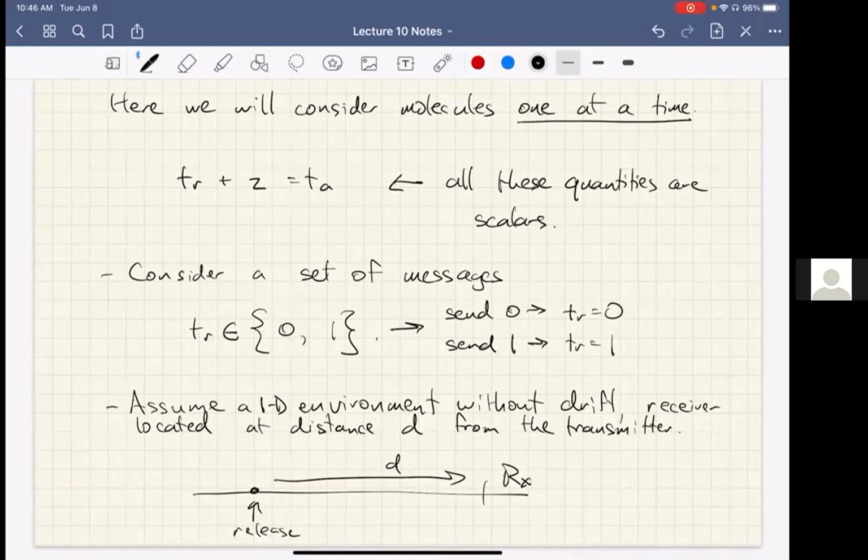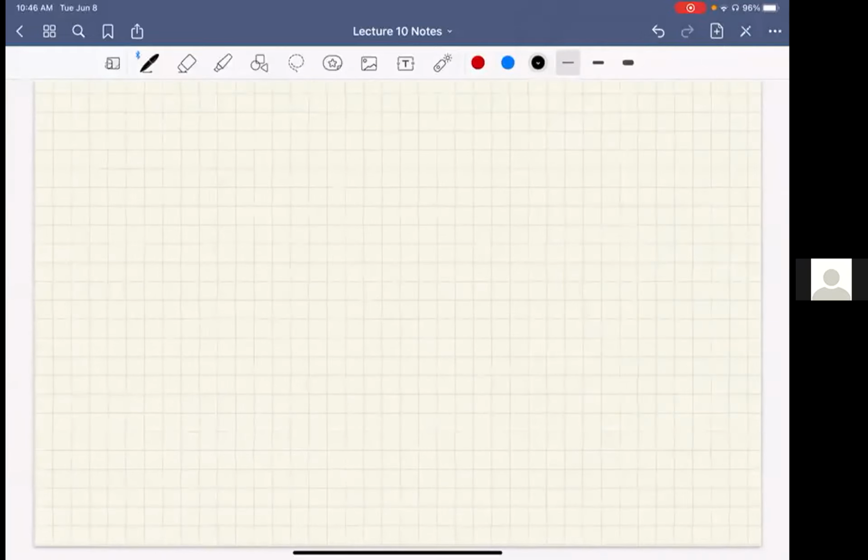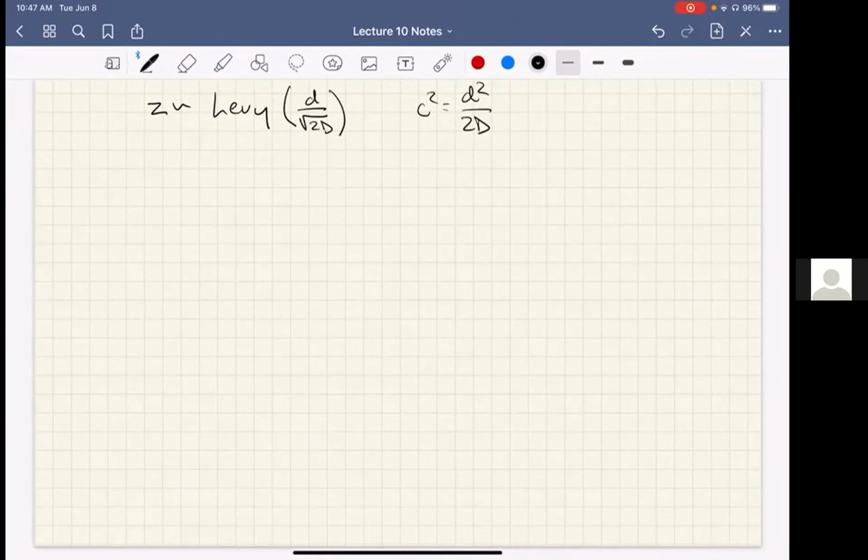So this is additive noise, and what I can say is that Z is distributed Levy, and we've talked about this before, with the scale parameter equal to, let me just make sure I'm getting this right, the scale parameter is equal to d over root 2D. So in other words, remember the scale parameter is C, and C squared is equal to d squared over 2D, where D is the diffusion coefficient.